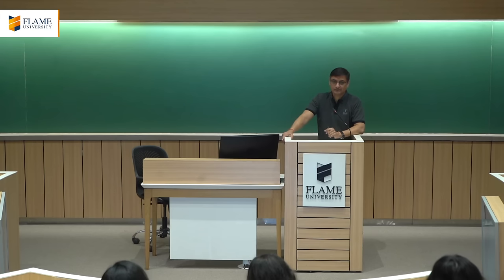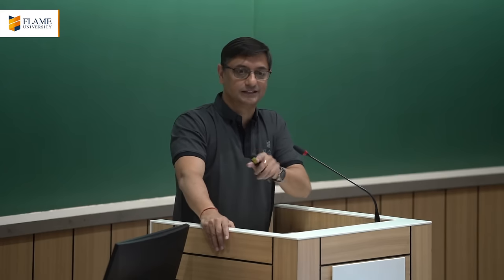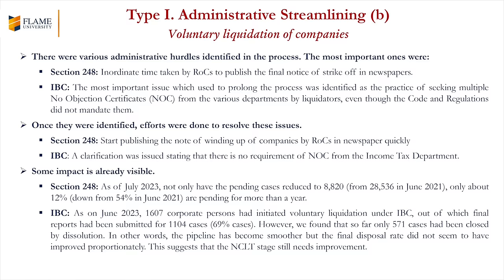The same thing happened with the IBC. It turns out that the no objection certificates that were being asked for, first of all, were not even required by the IBC route. And even if you wanted it, they could all be done parallelly instead of sequentially. So the impact was very dramatic. As of July 2023, not only have the pending cases reduced, remember, from 28,000 or something like that, to now there is only 8,820 cases. So just in 2 years, the pending number went down from 28,000 plus to 8,800. And only about 12% of them, down from 54%, are pending for more than a year.